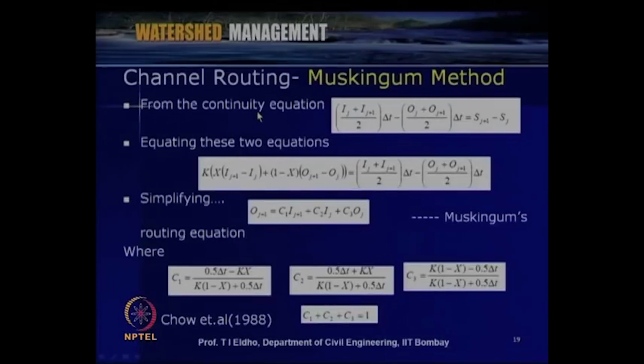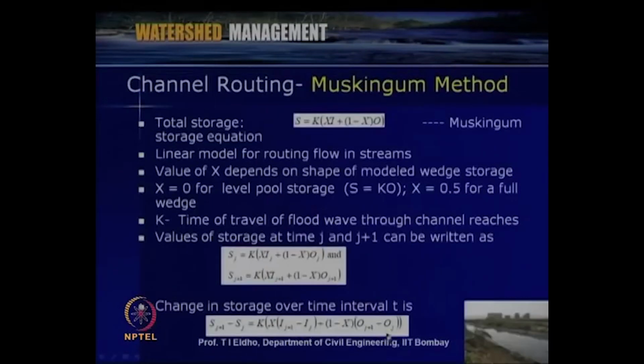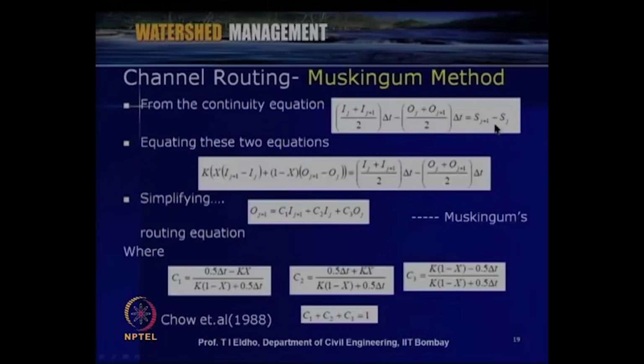Now we have considered earlier the continuity equation. The continuity equation is inflow minus outflow is equal to change in storage. So, with respect to the Jth and J plus 1 time steps, we can write (I J plus I J plus 1) divided by 2 into delta T minus (O J plus O J plus 1) divided by 2 into delta T is equal to S J plus 1 minus S J. We can equate this with the previous equation, and when we equate these two equations, we finally get the equation like this.